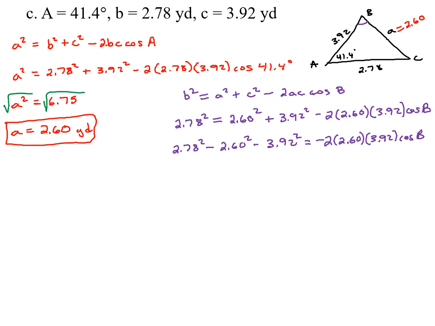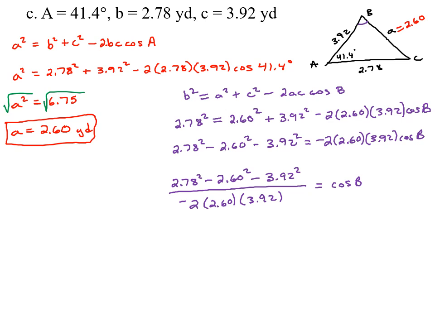And then dividing that across, so I'll end up with 2.78 squared minus 2.60 squared minus 3.92 squared, all divided by a negative 2 times 2.60 times 3.92. All of that had to be cosine B. And so I'm going to rearrange it like that before I type it in the calculator. So hopefully it's a little bit easier.